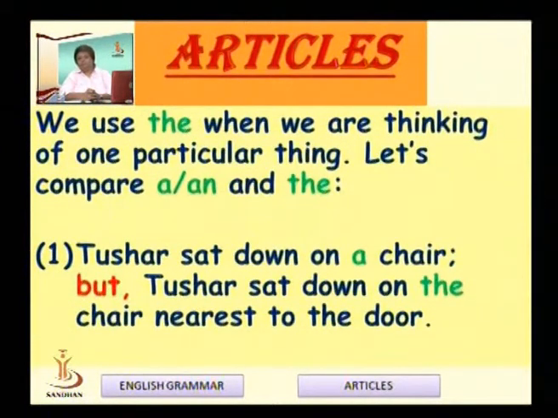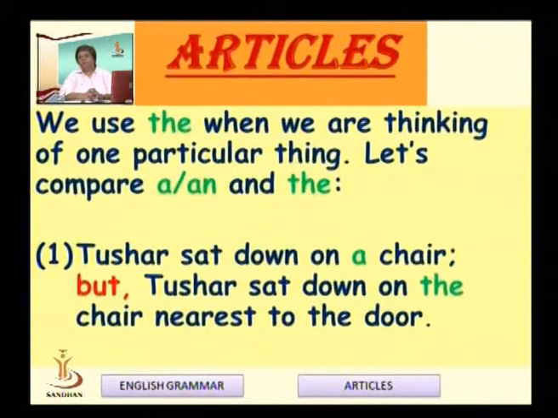We use the when we are thinking of one particular thing. Let's compare a, an, and the once again. Look at that example on your screens, friends. Tushar sat down on a chair. Now it can be any chair. Perhaps let us imagine there are 50 chairs in a room. So Tushar sat down on any one of those 50 chairs. So therefore we are using the article a. Tushar sat down on a chair.